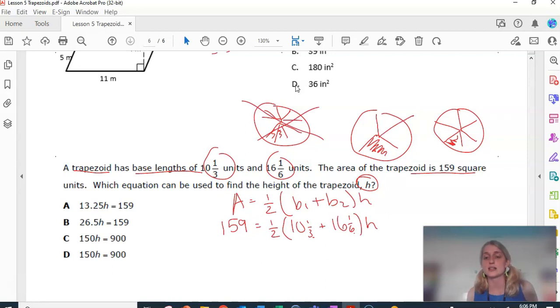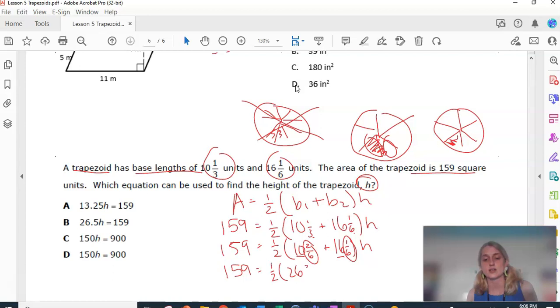Thirds you can easily cut into sixths. 1/3 is the same as 2 sixths. So let's rewrite. 1/2, 10 2 sixths plus 16 1/6 H. We start by adding our 2 bases. 10 plus 16 is 26. 2 sixths plus 1/6 is 3 sixths. 159 equals 1/2 of 26 3 sixths times H.